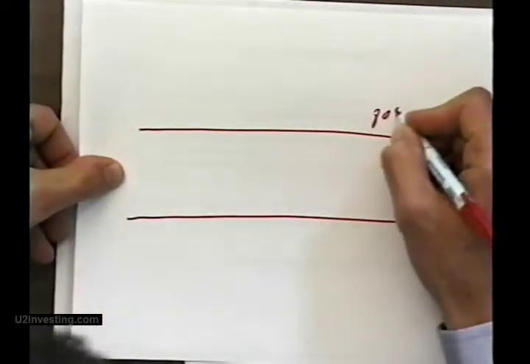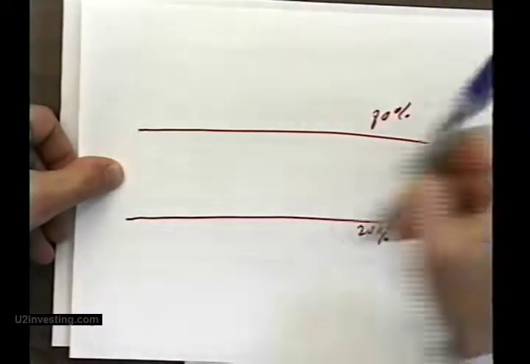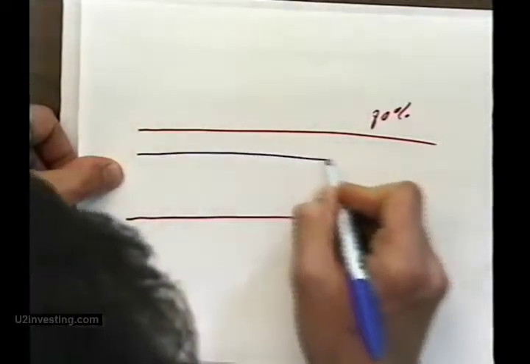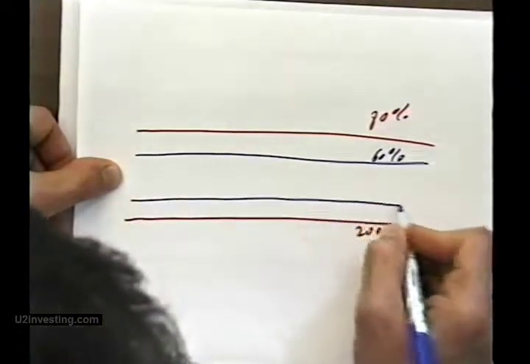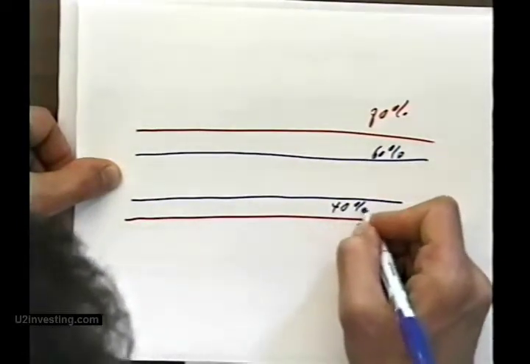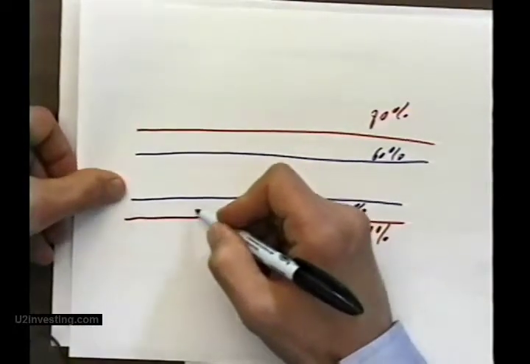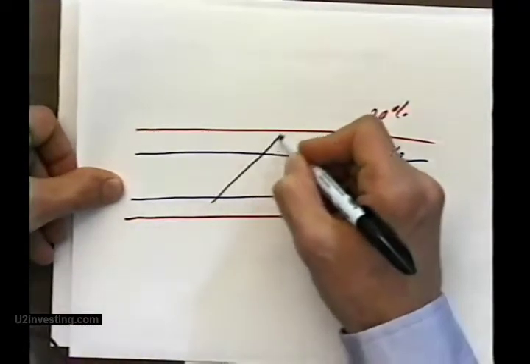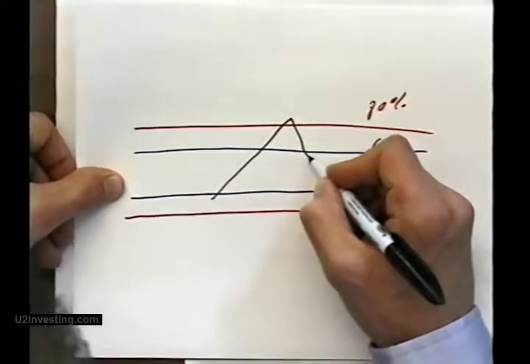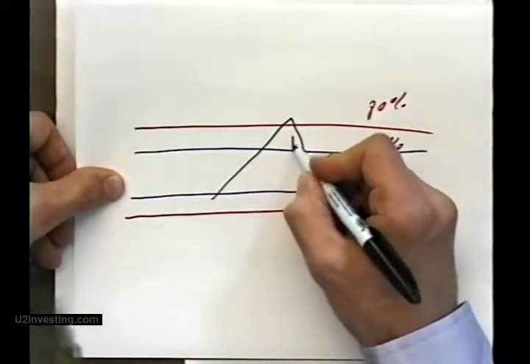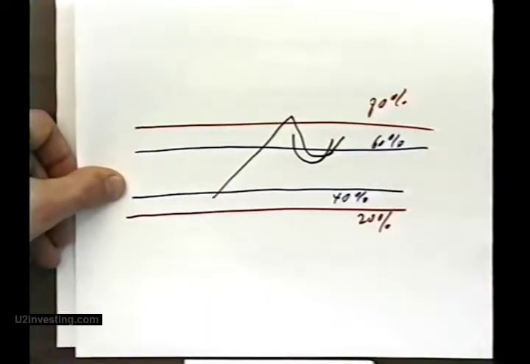Here's your 80% line. Here's your 20% line. Here's your 60% line. And here's your 40% line. What the stochastic has to do is it needs to go up above 80 and then come below 60 before the faster stochastic crosses it.